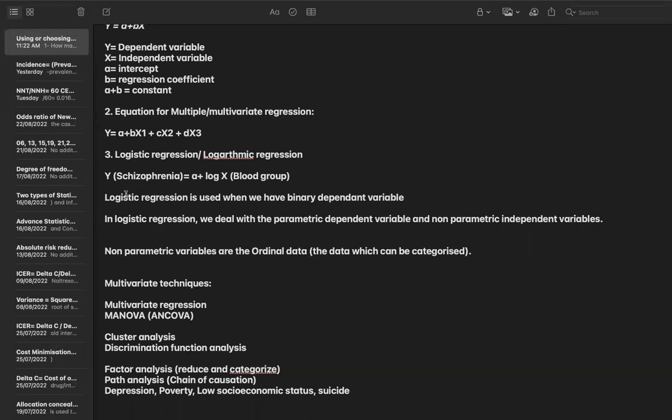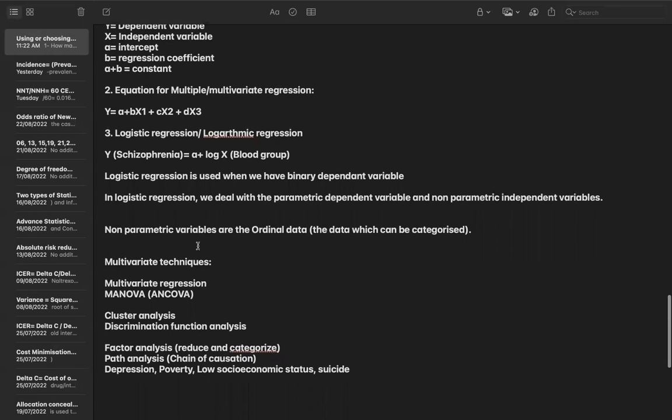We were discussing that y is our dependent variable, schizophrenia. I'll explain it later on. A plus B is a constant. Don't confuse it with the intercept. This is the constant. So schizophrenia is a binary and dependent variable because it is y. Schizophrenia can occur and it cannot occur. So logistic regression is especially used when we have a binary dependent variable.